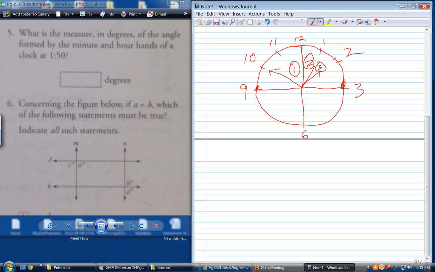What is the angle, first of all, between any 2 numbers? What's the angle between 12 and 1, between 1 and 2, between 2 and 3, and so forth? 30. Correct. Because the whole thing is 360, that's 1/12. So what is angle 1 equal to? 60, because it's 2 of those. It goes from 10 to 12. What's angle 2 equal to? 30. And what's angle 3 equal to?